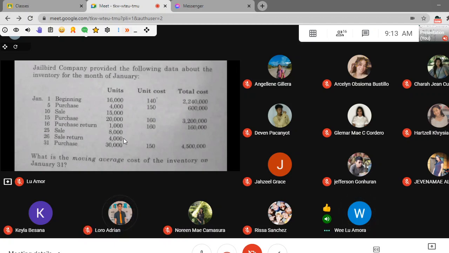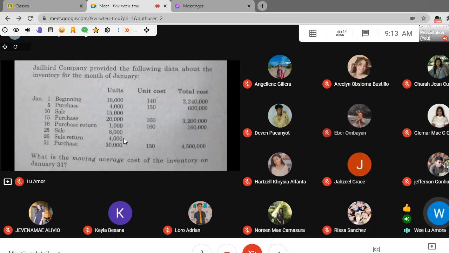Okay, let's begin. Let the computation begin. The first one to answer correctly gets points. What is the average cost of the inventory on January 31? Maybe 2 minutes will do. Make it 5 minutes, it looks long.